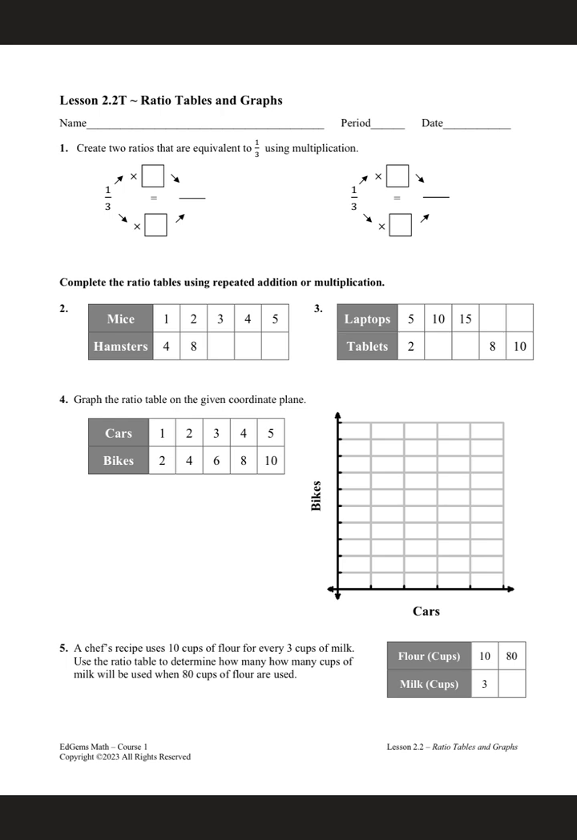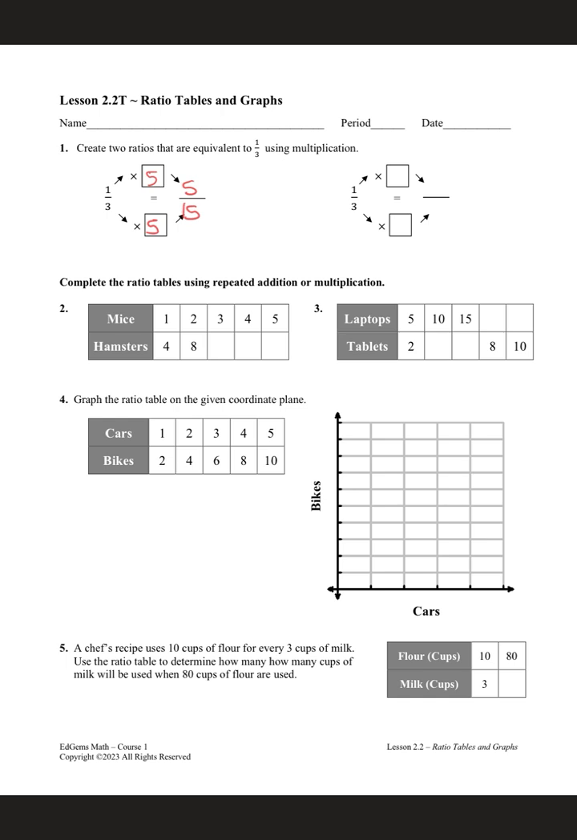So I'm going to choose 5. I'm going to multiply both the numerator and the denominator by a factor of 5, because whatever I do to the top number, I have to do to the bottom number. So 1 times 5 is 5, and 3 times 5 is 15. So therefore, 1/3 is equivalent to 5/15. Same thing on the other one.